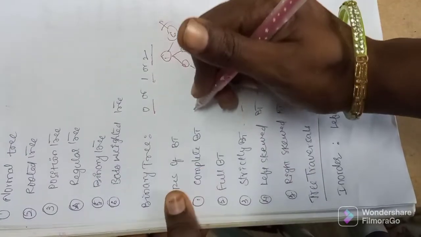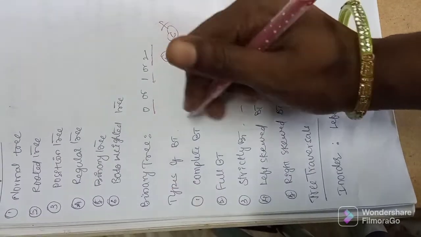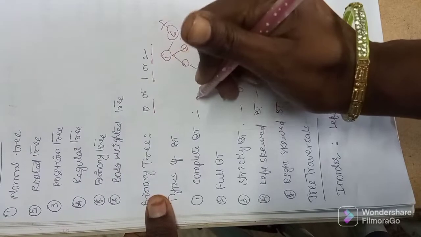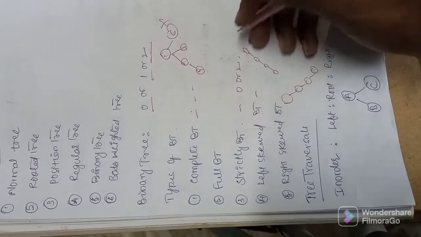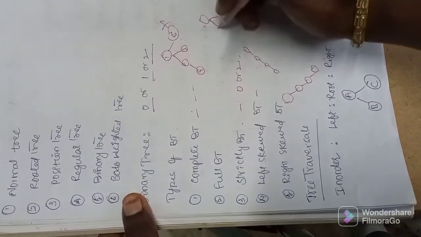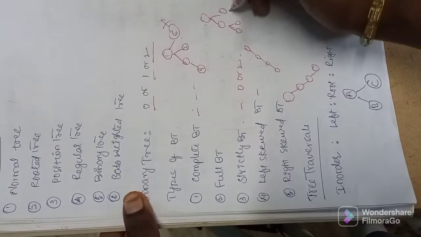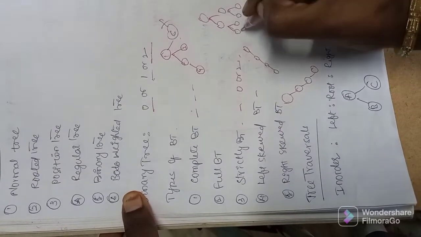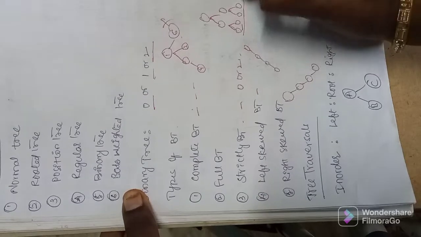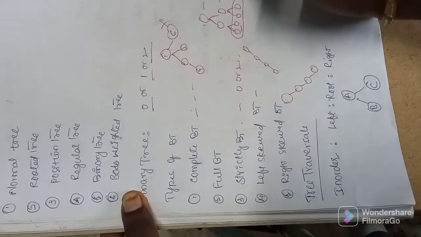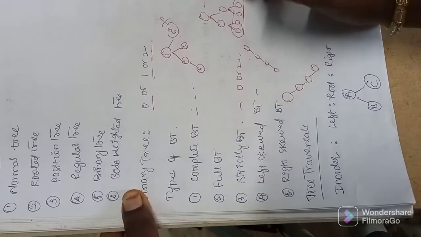Complete binary tree is nothing but all the leaf nodes are at the same level. Consider an example over here. See here, now this is a complete binary tree. All the leaf nodes are at the same level. This is level 0, level 1, level 2. So all leaves are at the same level.